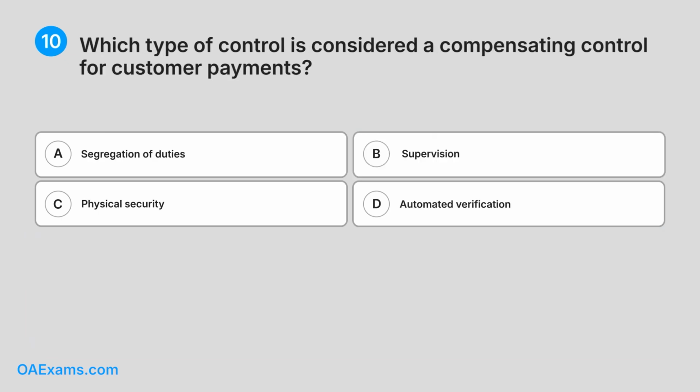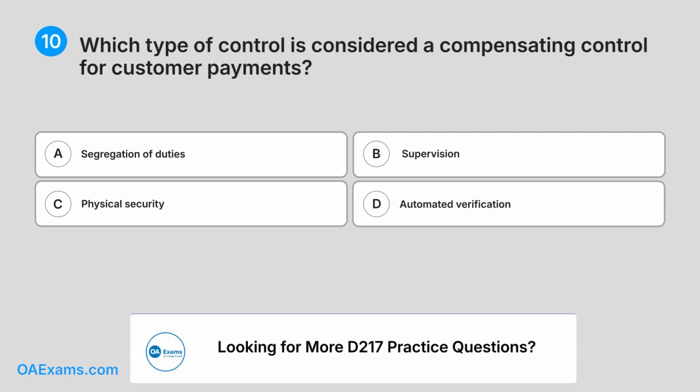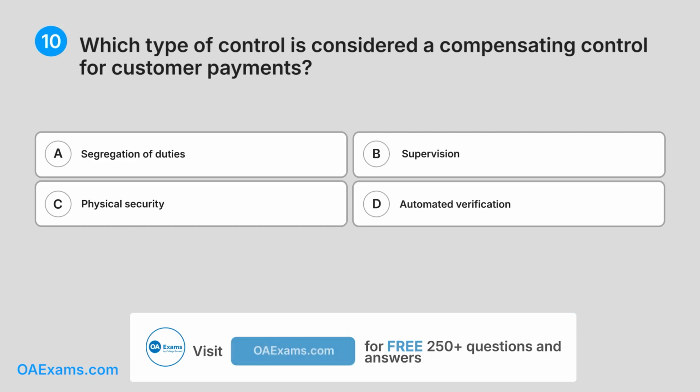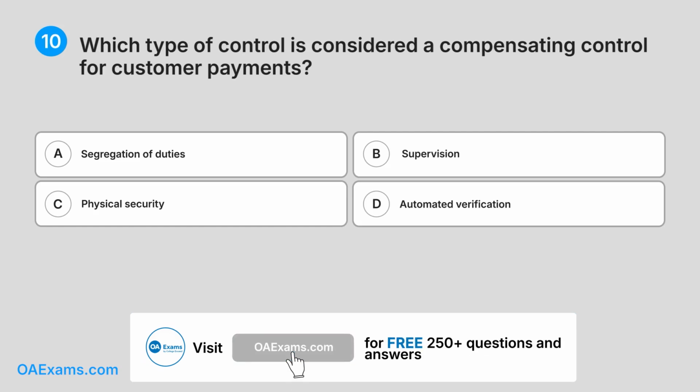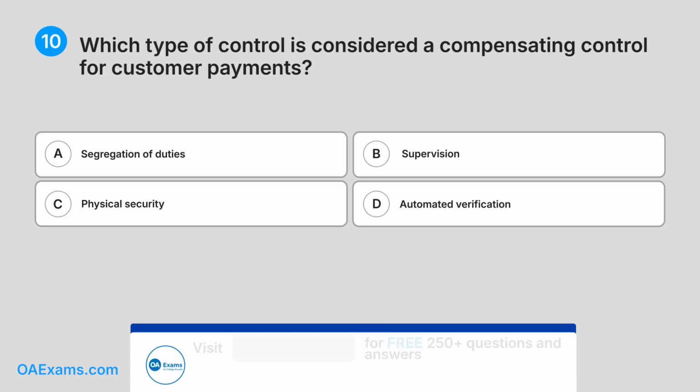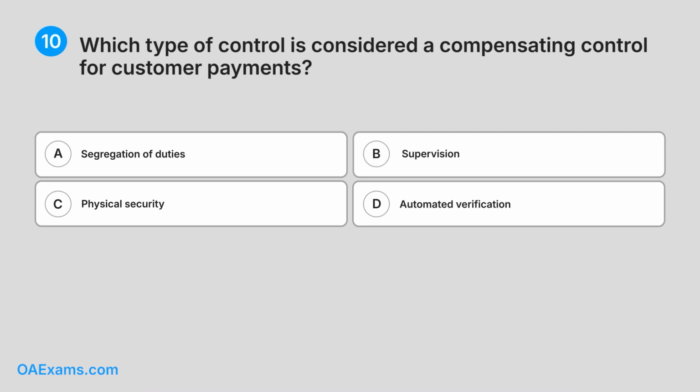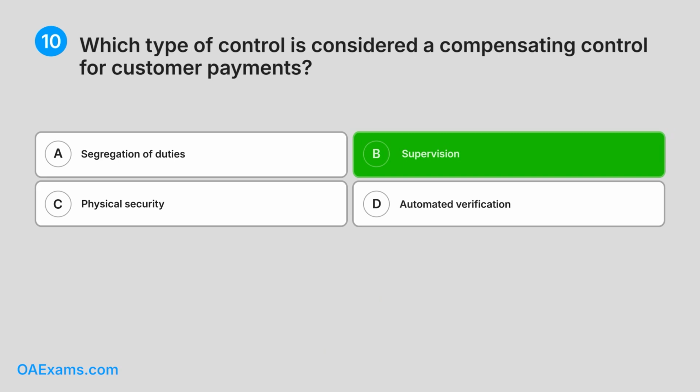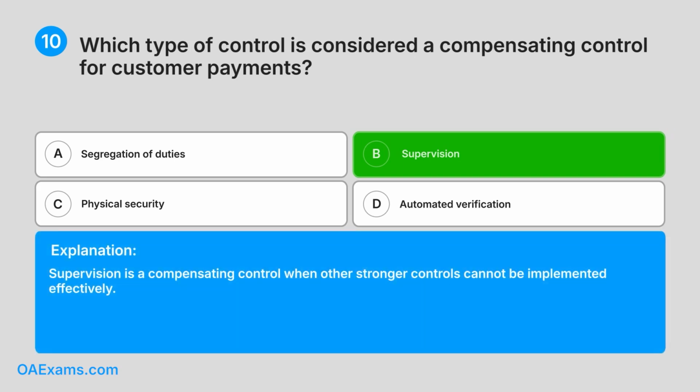10. Which type of control is considered a compensating control for customer payments? A. Segregation of duties. B. Supervision. C. Physical security. D. Automated verification. Do you know the answer? Correct answer: B. Supervision. Explanation: Supervision is a compensating control when other stronger controls cannot be implemented effectively.